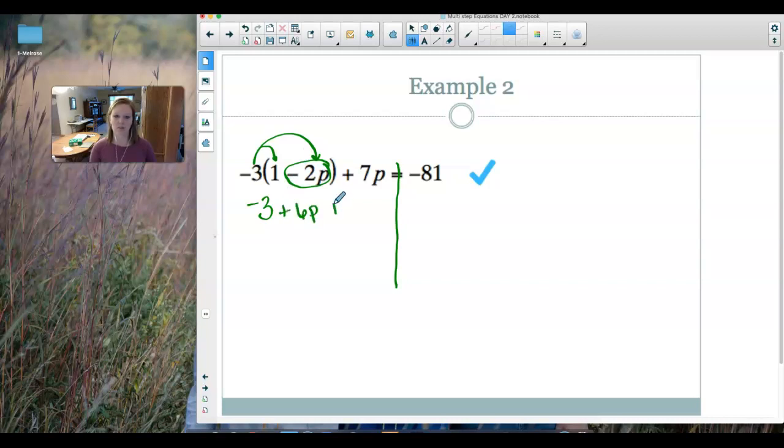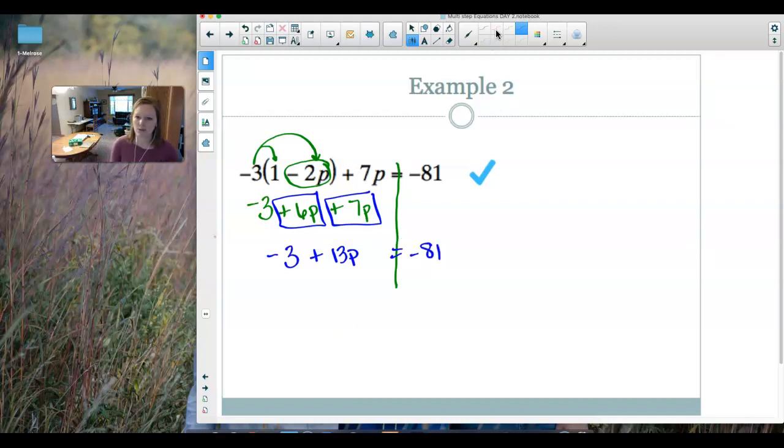+6p plus 7p. Okay, remember we don't distribute to the 7p because it's not in the parentheses, but it's still there. Okay, the next thing that we're going to do is combine like terms. So I'm going to put this +6p and +7p together. So we have -3 plus 13p, and that's what equals our negative 81.